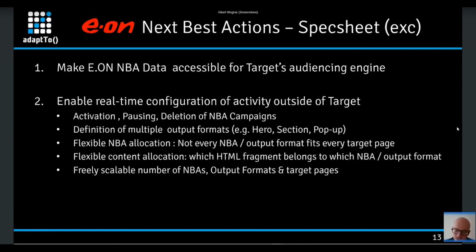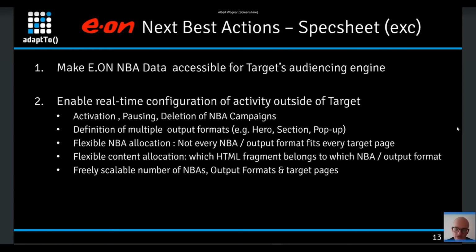As they have a huge number of NBAs, and we're talking about 30 of them currently, not every NBA was fitting on every page. So some offers might be best fitting in the smart home shop, others in my EON, which is their self-service area, and others on the start page, for example. So they wanted to allocate different NBAs to different locations.